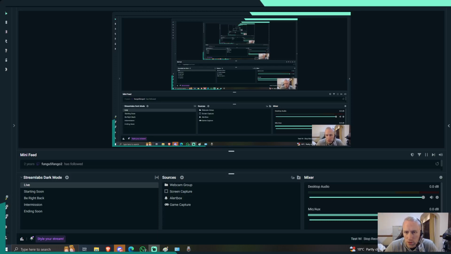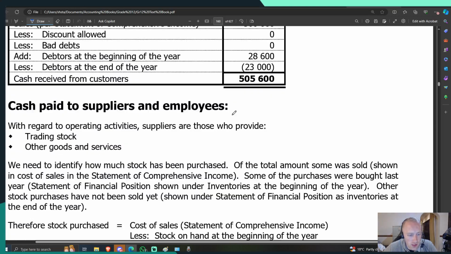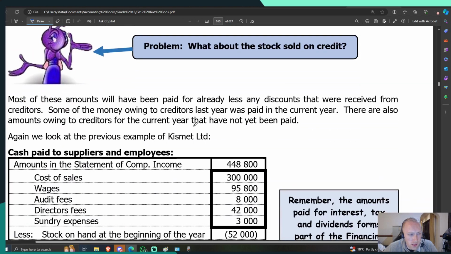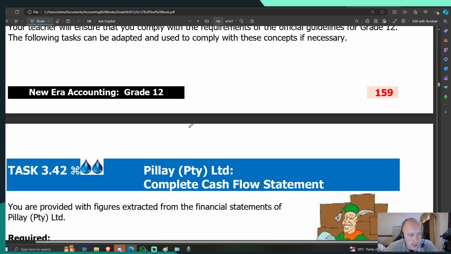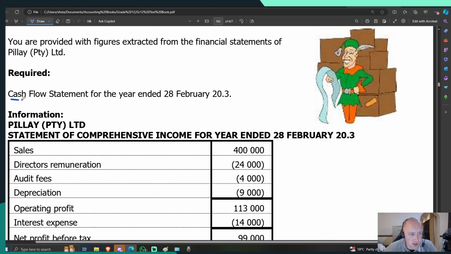All right, we are going to do another one now. We're going to do a full cash flow statement. We're going to do 3.42. Where's 3.42? There you go, 3.42. Required: cash flow statement for the year ended 28th of Feb 20.3.